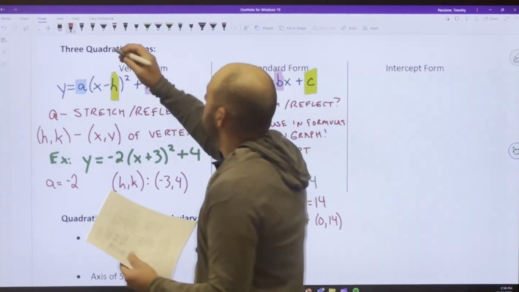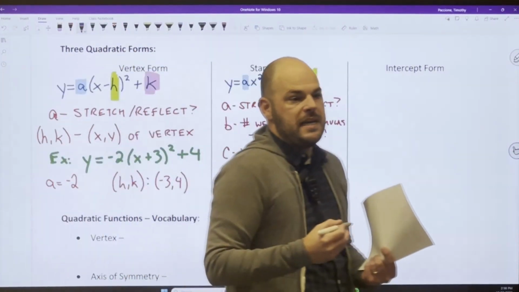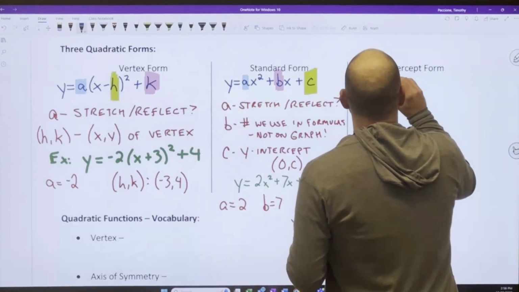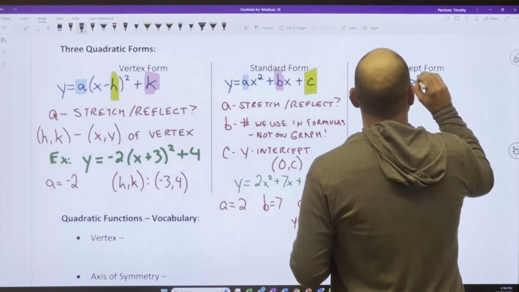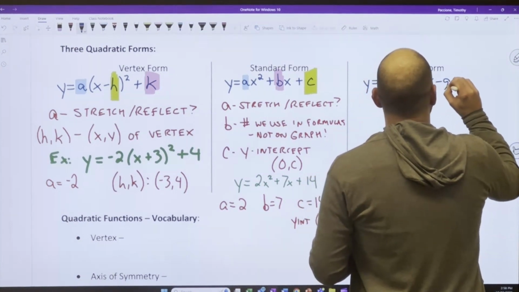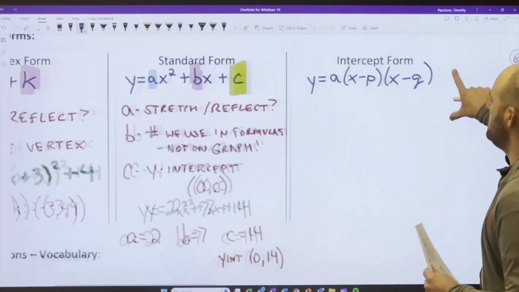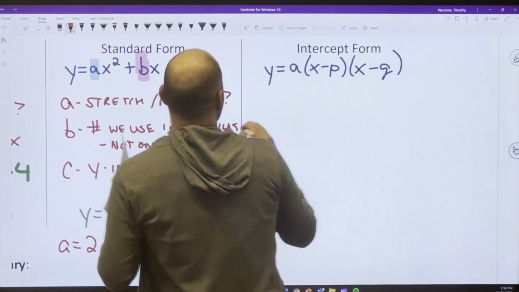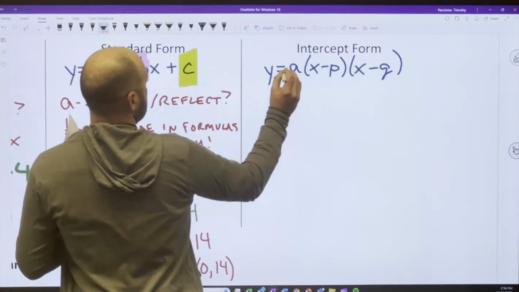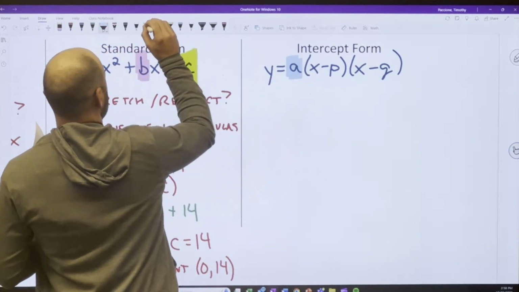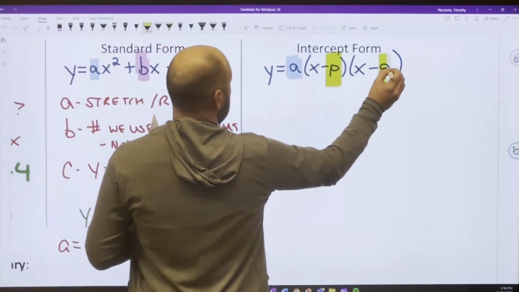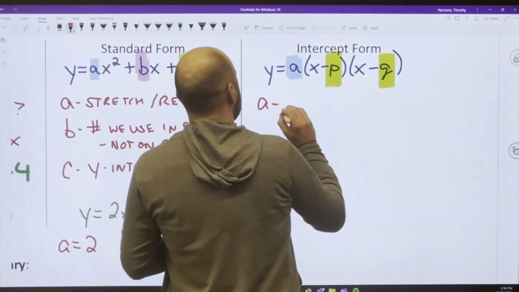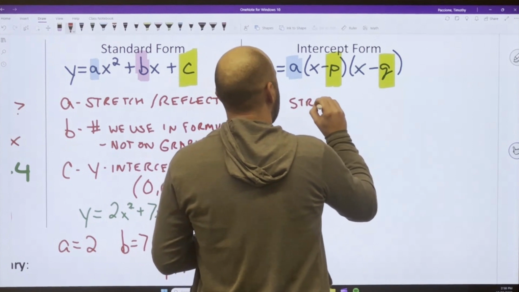All right, and then the last one, I'm just going to introduce it to you, and we're going to have a whole lesson about it, but there's a third form. It's called intercept form. y equals A times x minus P times x minus Q. I'm going to zoom in a little here. And again, what do we notice? We got A. And A is A is A. It's the same thing. And then we have P and Q. Our A is our stretch and reflection, as always.